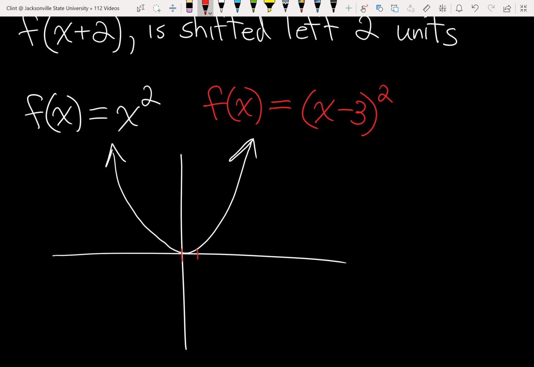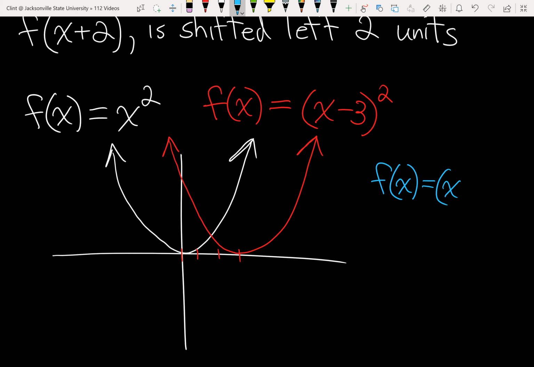Right? So there's our 0, 1, 2, 3. So what's our function going to look like? It's going to look something like this. It's shifted to the right 3 units. And then if we go to the left, we might have something like f of x equals x plus 1 squared. So that would shift us 1 unit to the left. So then we'll get something that looks like this, right to the left 1 unit. Okay. So those are vertical and horizontal shifts.